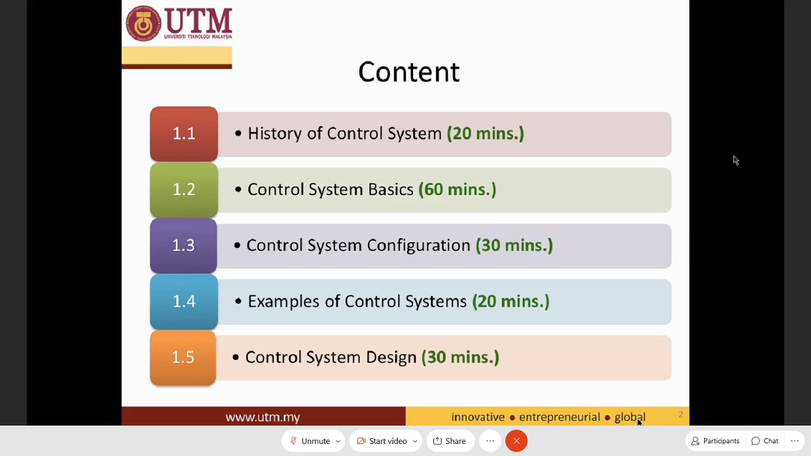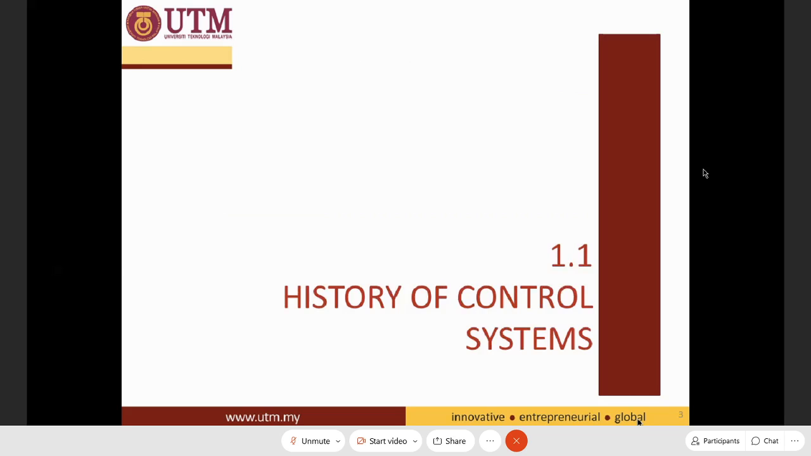Okay, so this is the control system. What is the control system configuration? Example of the control system. And finally, we have a step-by-step to design the control system. Okay, so this is the content for chapter 1.